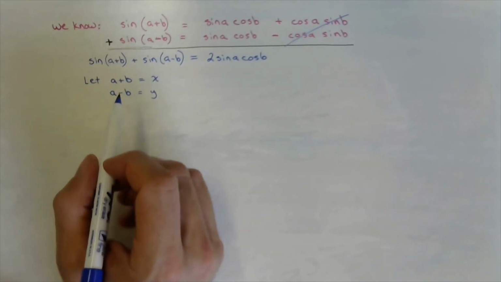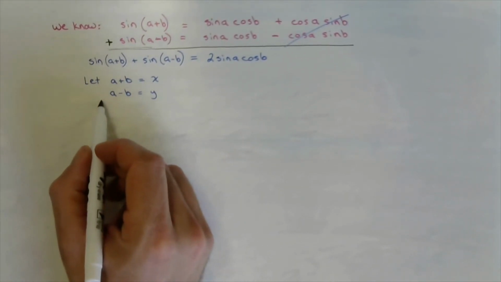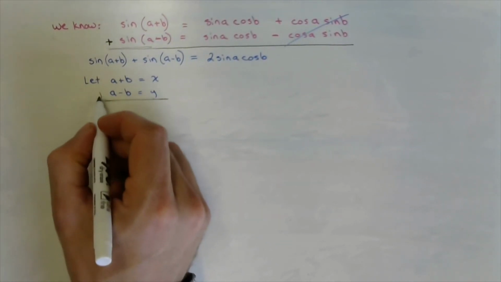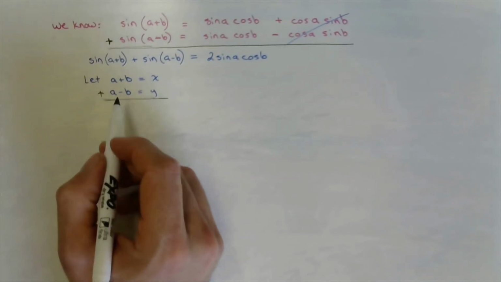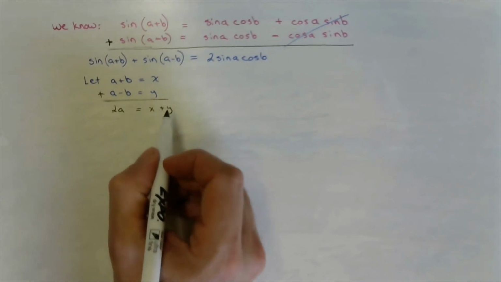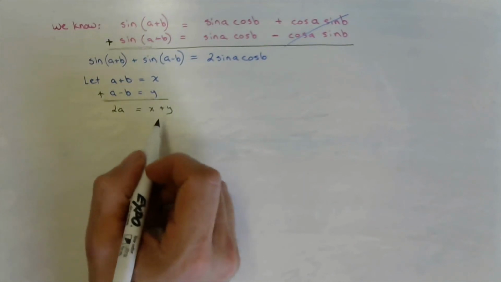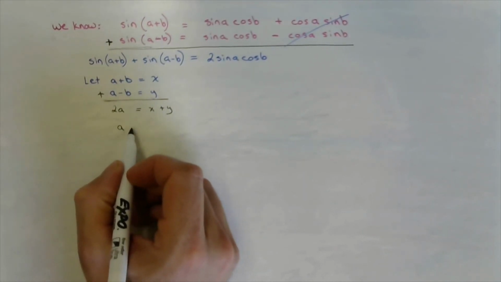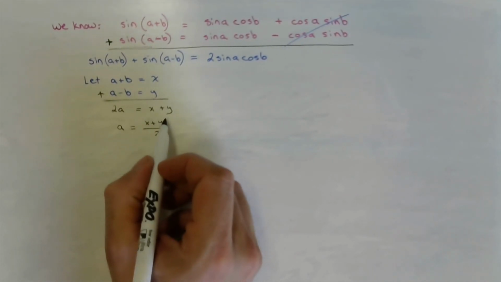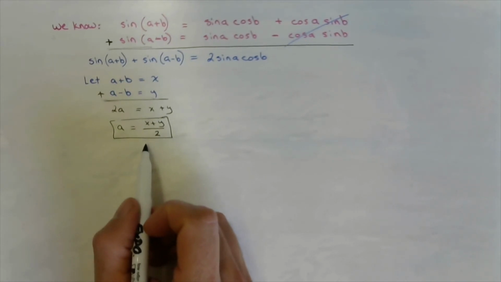Now, we're going to apply the same thing. If we add these two statements, we end up with 2a equals x plus y, because the b's will cancel out. And then to get a, we now have a equals x plus y over 2. Okay? Now that's starting to look a lot like what we have on the right-hand side.